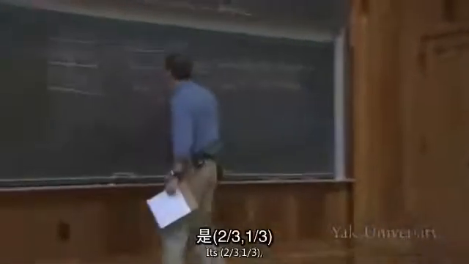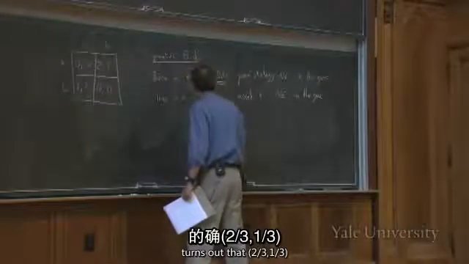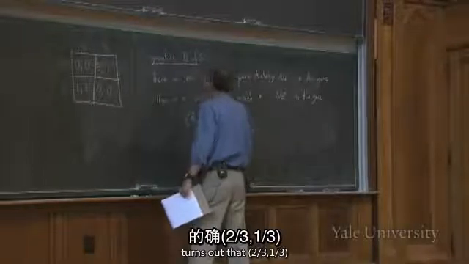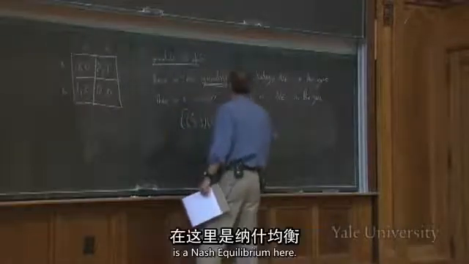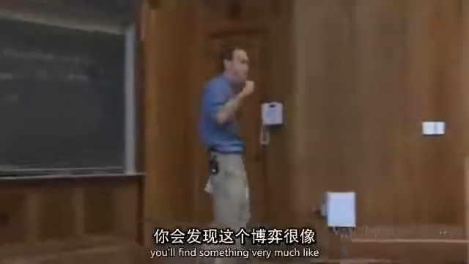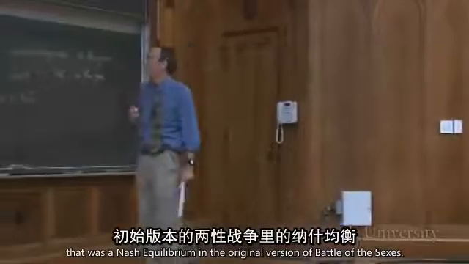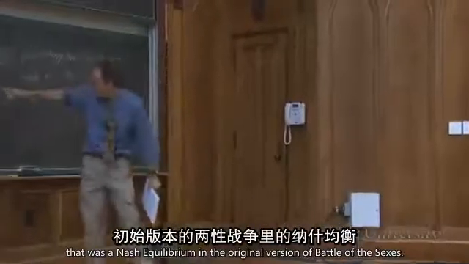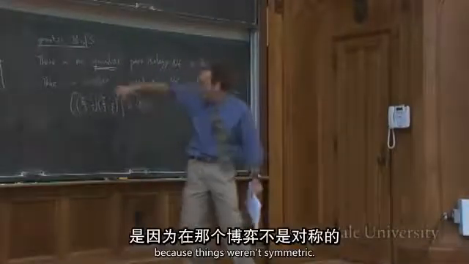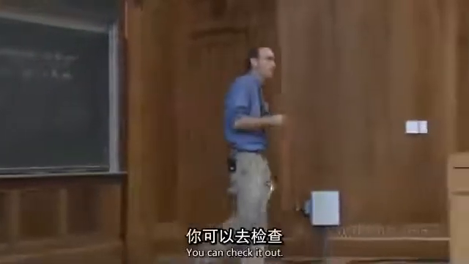It's 2/3, 1/3. Turns out that 2/3, 1/3 is a Nash equilibrium here. So if you go back to your notes a week ago, you'll find something very much like that was a Nash equilibrium in the original version of Battle of the Sexes. A week ago, it would have been 2/3, 1/3, 1/3, 2/3 because things weren't symmetric. Now I've made things symmetric. It's just 2/3, 1/3 for both players. You can check it at home.